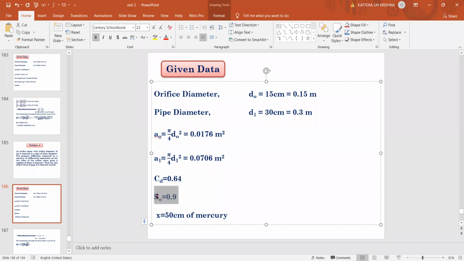He has given the specific gravity of the flowing fluid, that is specific gravity of oil, 0.9. Next, he has given the manometer reading, X equal to 50 centimeters of mercury. Convert this into meters: 50 centimeters of mercury is 0.5 meters of mercury. So X equals 0.5 meters of mercury. Now X value is given, so we can find H, that is the differential pressure head. We will do that in the next step.